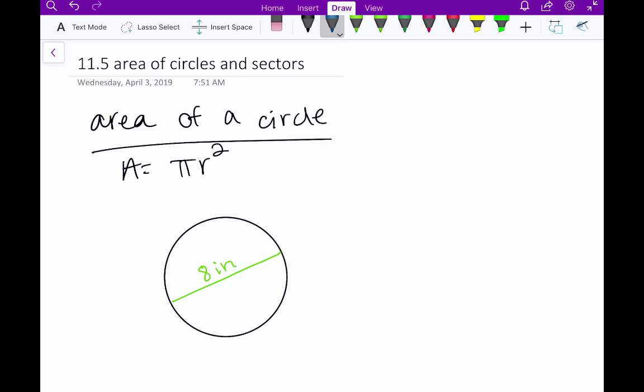This is the video for chapter 11, section 5. We're now going to be looking at area of circles and sectors. So the area of a circle is equal to pi times the radius squared. Again, we're going to leave our answer in terms of pi.